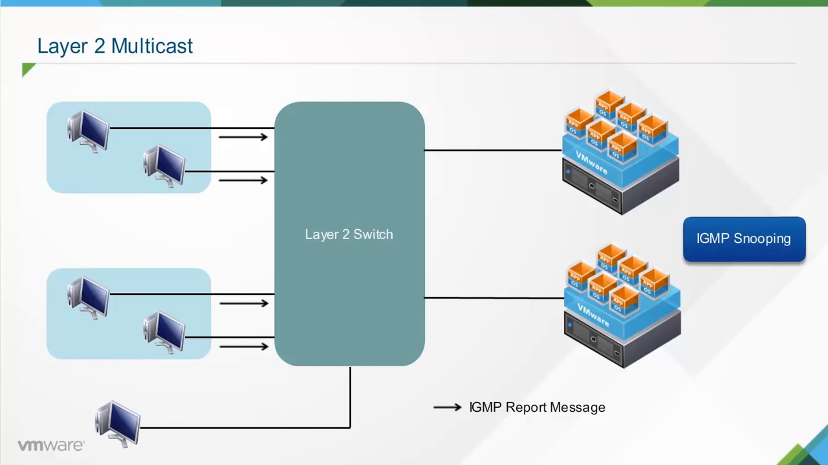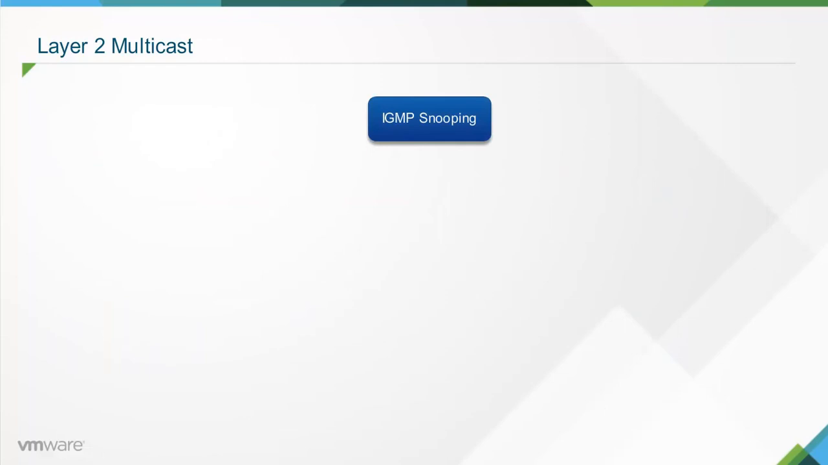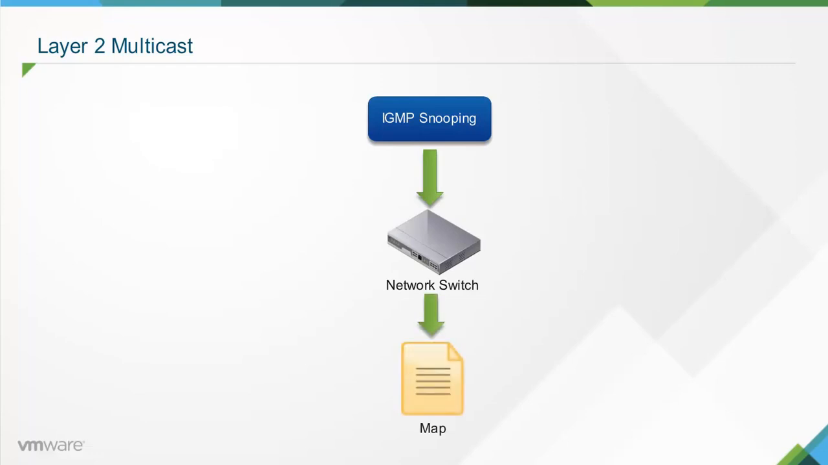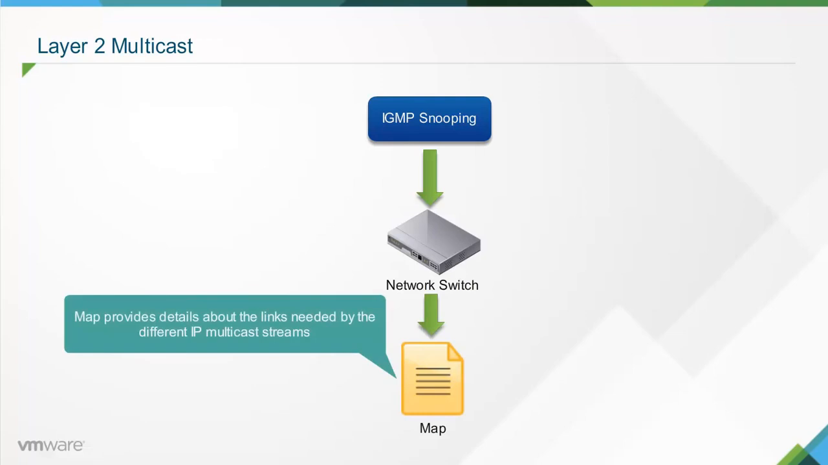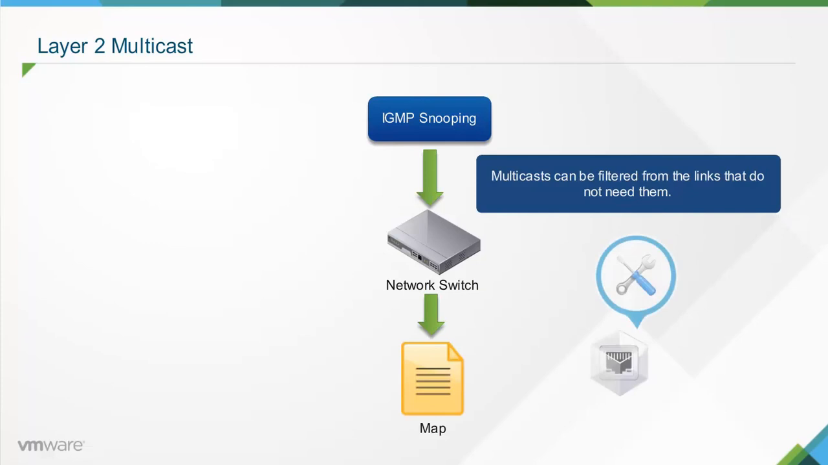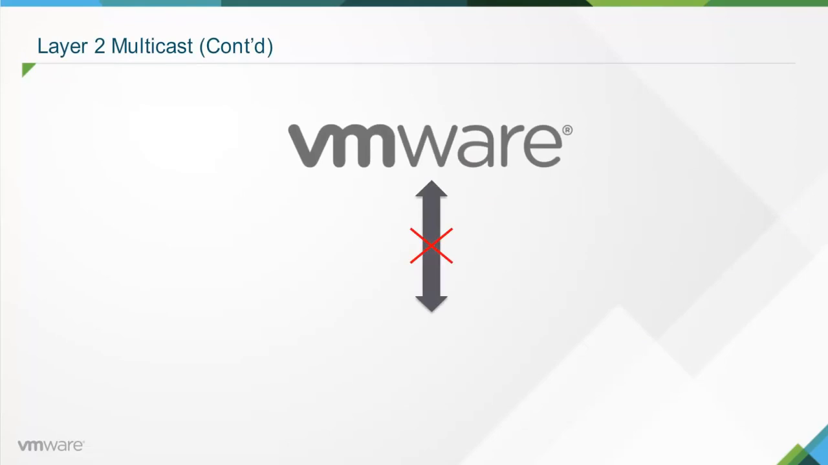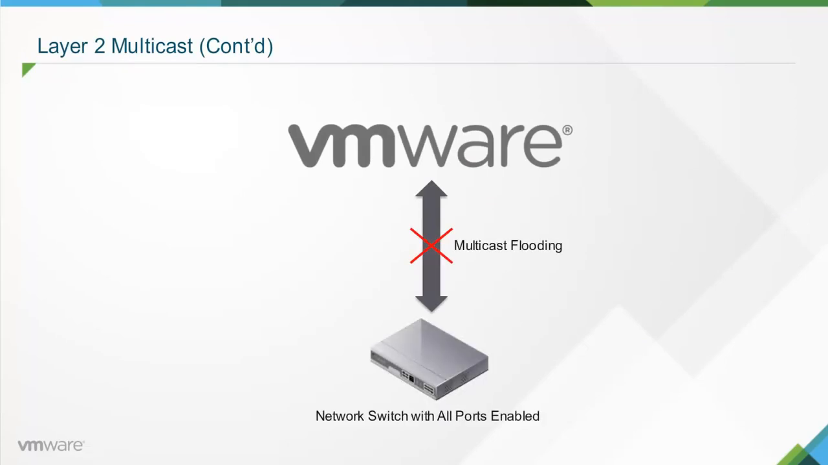L2 multicast traffic can be limited to specific port groups by using IGMP snooping. Using the IGMP snooping feature, a network switch can listen to the IGMP conversation and maintain a map. This map provides details about the links needed by the different IP multicast streams. Multicasts can be filtered from the links that do not need them. Thus, the switch can control which ports receive specific multicast traffic. VMware does not recommend the implementation of multicast flooding across all ports.